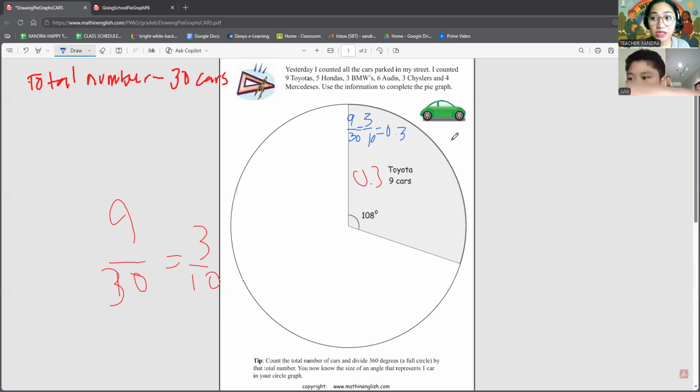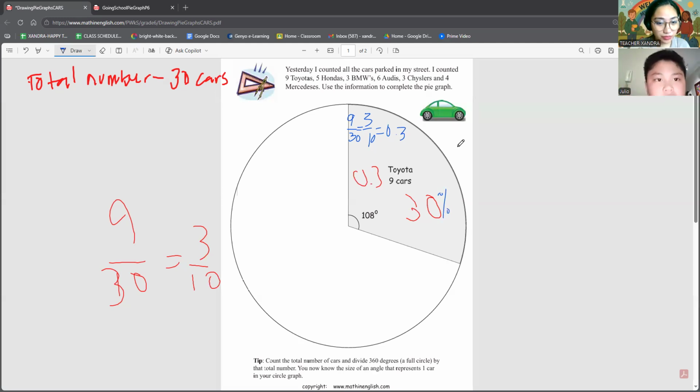Now, you times it by 100 because this whole circle is 100% and it's 360 degrees. Now, 0.3 or 3/10, that would be how many percentage? That is 30%. Very good, Julio.